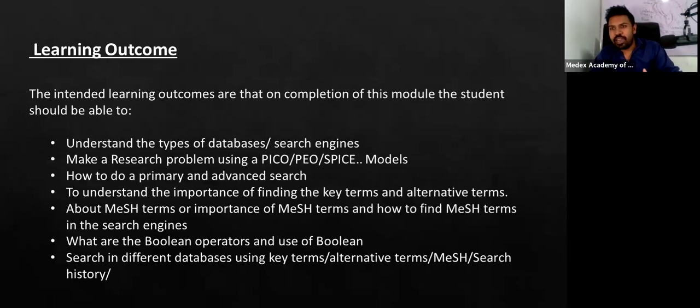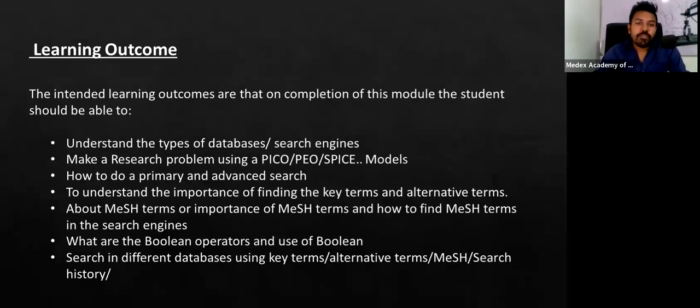Last time, at the very end, you saw a structure called PICO. But that time, I didn't tell you what PICO is, because today I'm going to discuss the PICO structure with you. So I didn't mention anything related to it last session. The third point we are going to cover today is how to do a primary and advanced search. I will slightly tell you something today, but mostly during the practical sessions, you will learn how to do the primary search and advanced search.